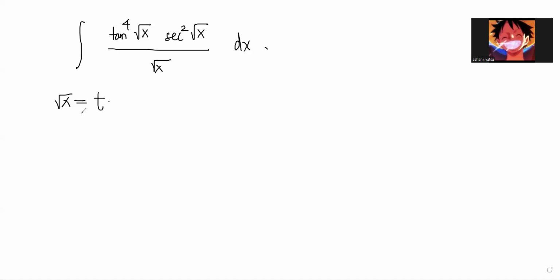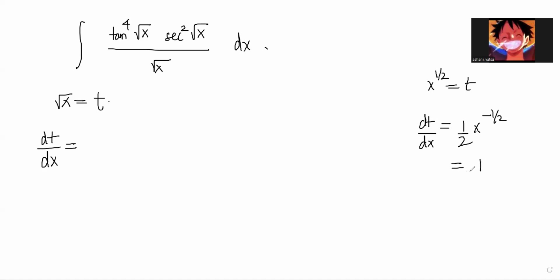So I have to differentiate both sides here. dt by dx will be what? Root x derivative, tell me. Root x is x power half, no? So dt by dx by power rule will be half x power minus half. N x power n minus 1, right. So this is 1 by 2 root x.